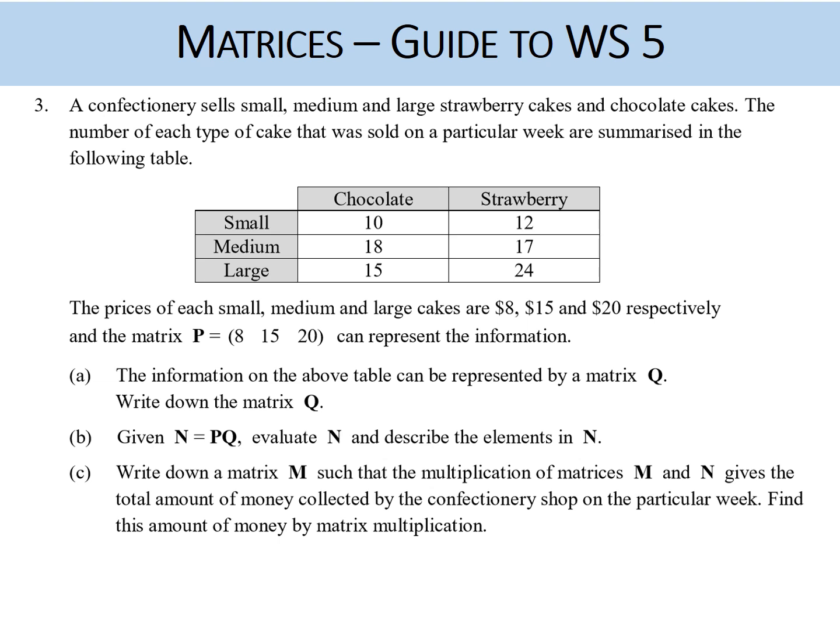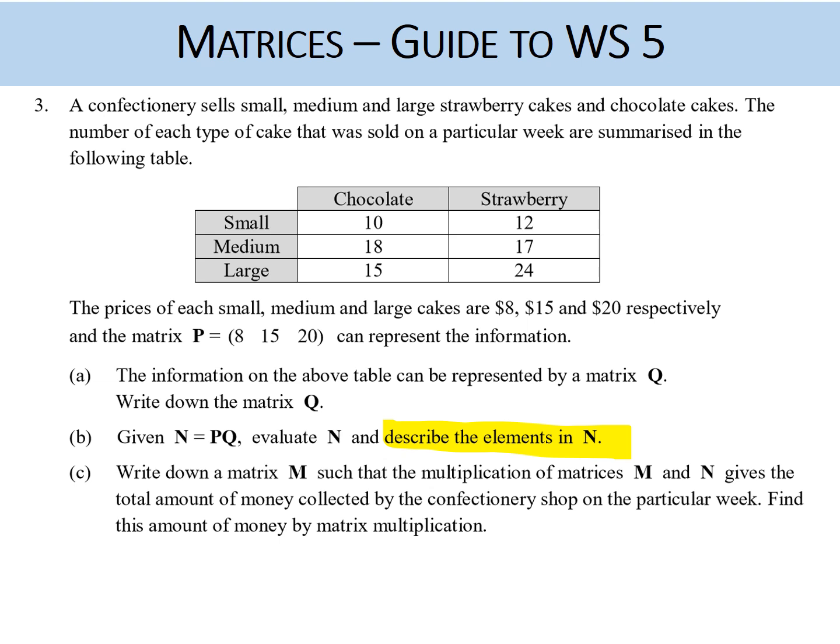Now, Part B. Part B, you first will have to find out what is matrix N, and once you find out matrix N, the question asks you to describe. Now, let's take a look. How should you describe? Let's take a look what makes matrix N. You notice P and Q are involved. Now, take a look at P.